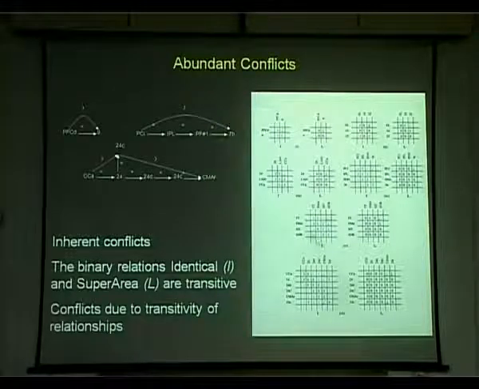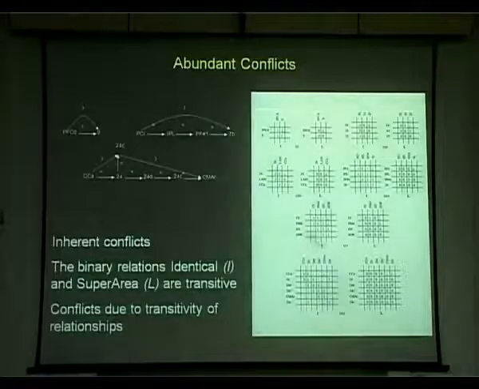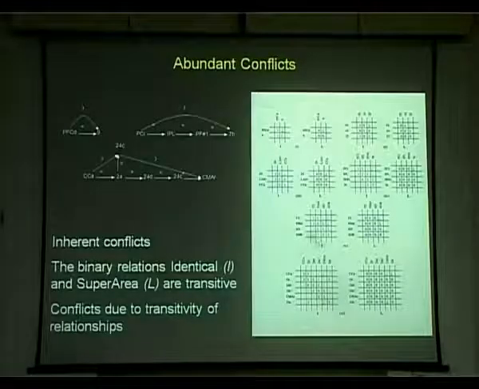So the conflicts could be very simple. In the database itself, there could be one study saying that PFCD is a subset of area 9. And there could be another study saying PFCD is equivalent to 9. Right? So I'm going to concentrate only on two mapping relationships. One is identical and one is sub-area.